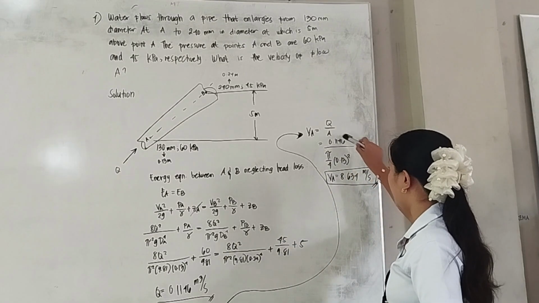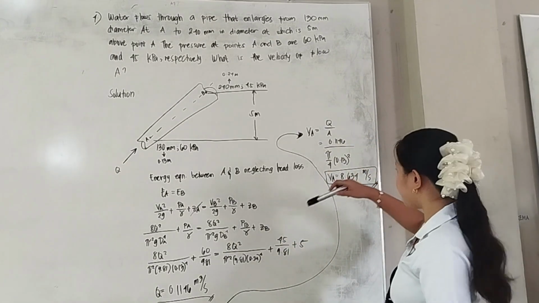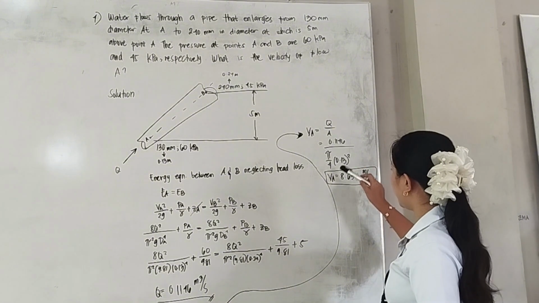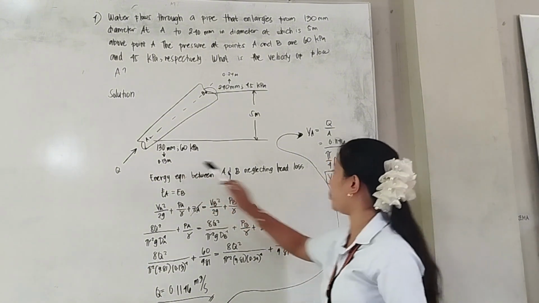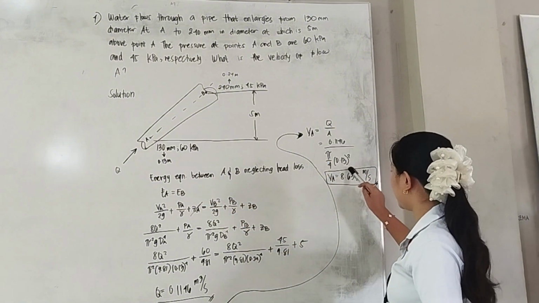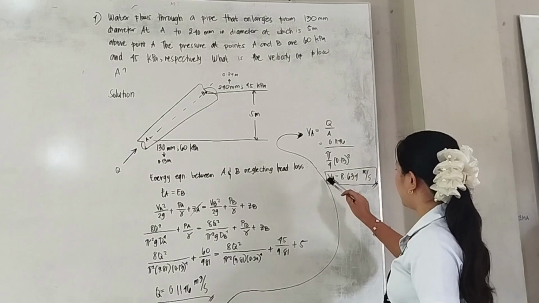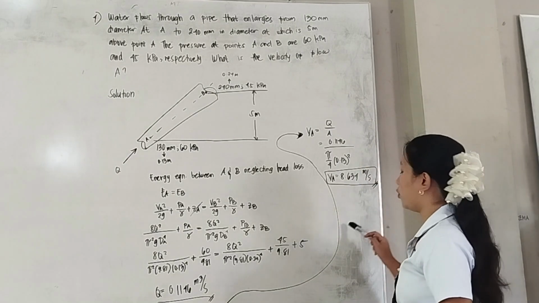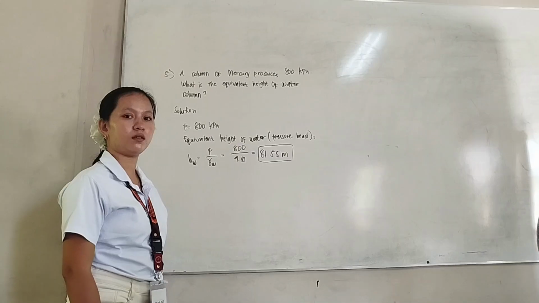So, input here. And then the area at point A, which is pi over 4, then the diameter of A, which is 0.13. Input here, 0.13 raised to 2. Calculate that, VA is equal to 8.634 meter per second.